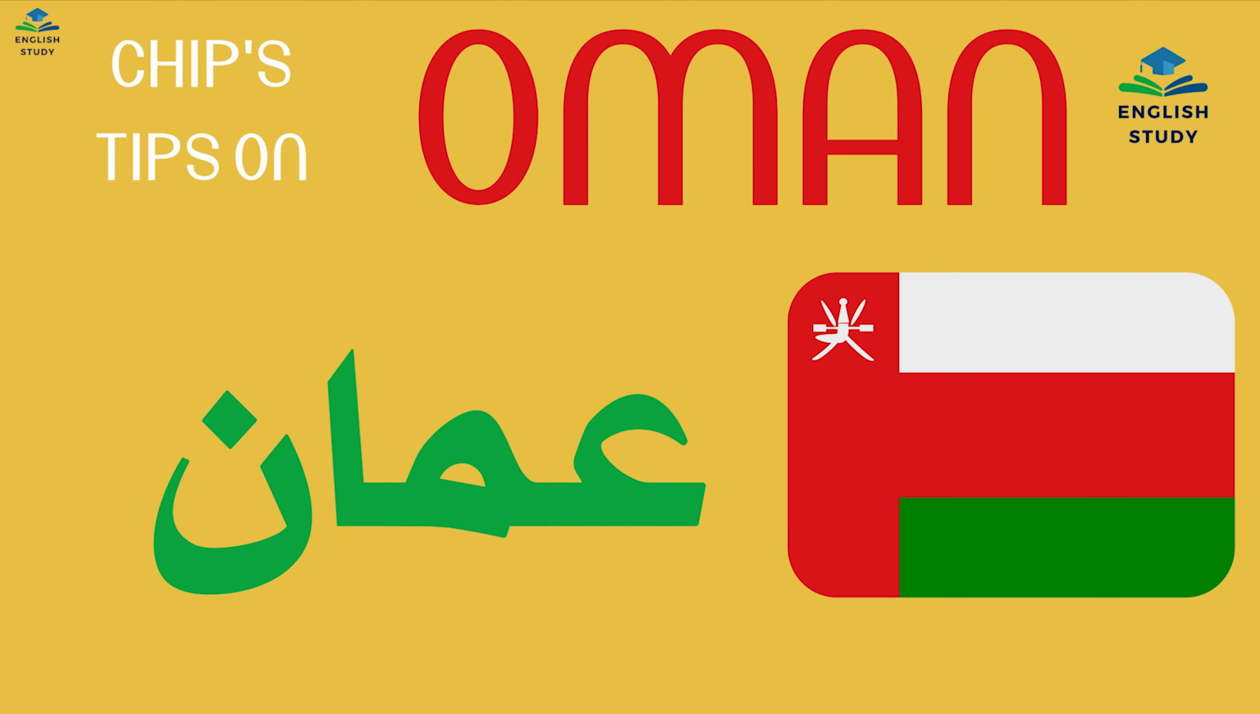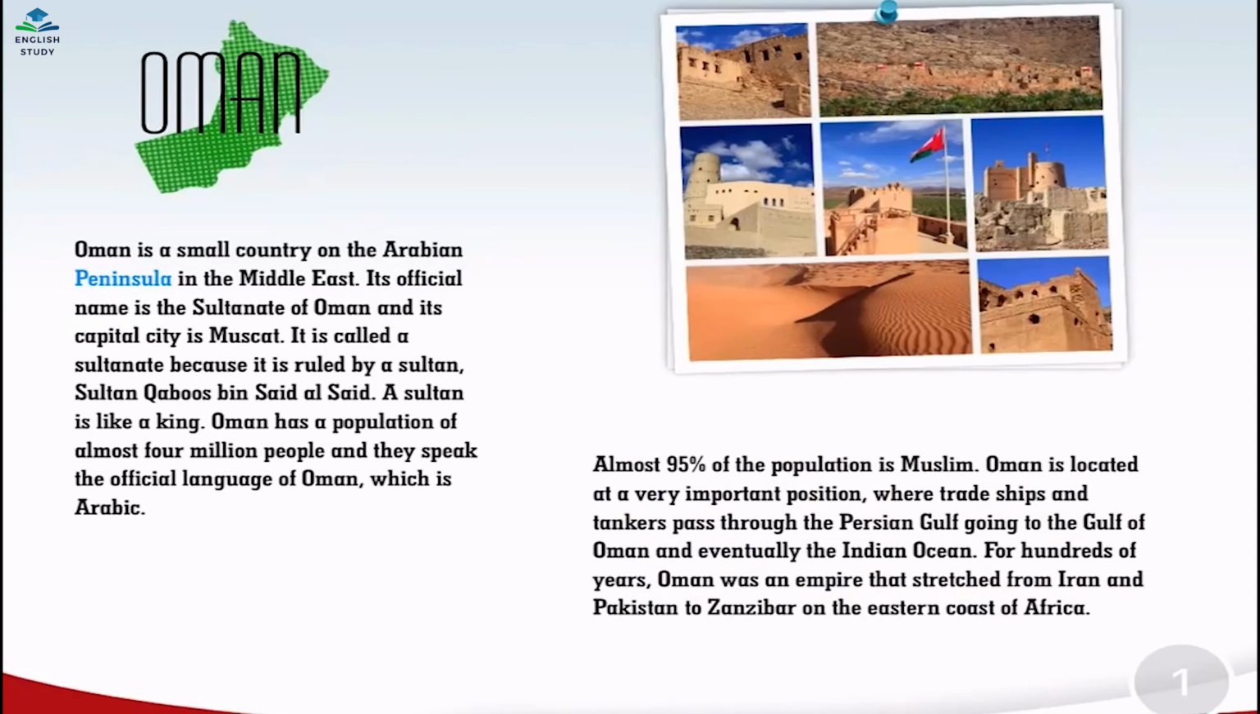Chip's tips on Oman. Oman is a small country on the Arabian Peninsula in the Middle East. Its official name is the Sultanate of Oman, and its capital city is Muscat. It is called a sultanate because it is ruled by a sultan, Sultan Qaboos bin Said Al Said. A sultan is like a king.